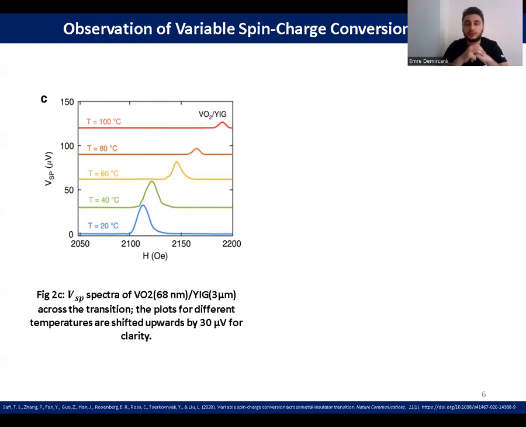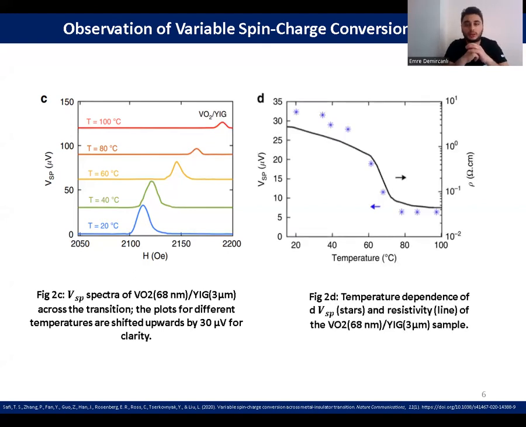When we look at the figure, transverse spin pumping voltage and external magnetic field curves are obtained for a sample where vanadium dioxide is 6 to 8 nanometers and YIG is 3 micrometers, at a microwave frequency of 8 gigahertz between 20 degrees and 100 degrees. Here, as the temperature decreases, we see a decrease in the magnetic field value, a shift to the left, and an increase in the VSP peaks.